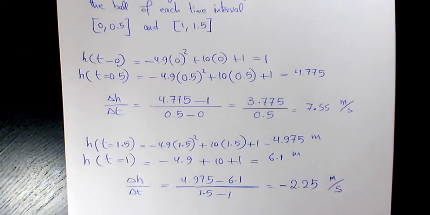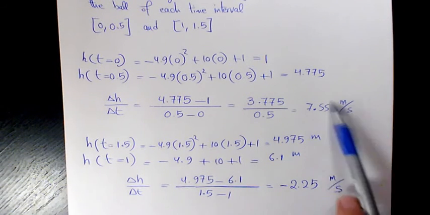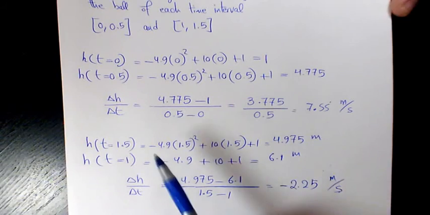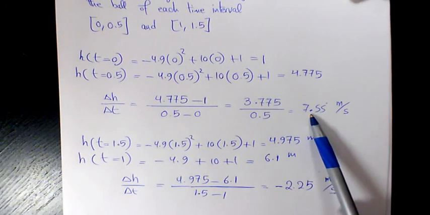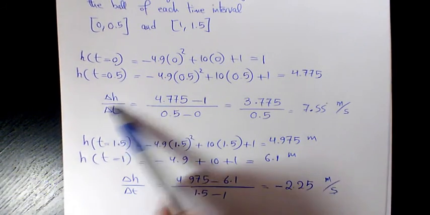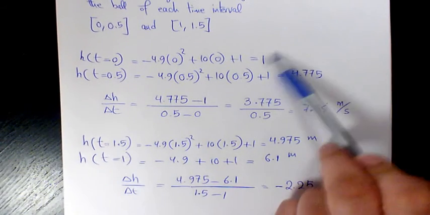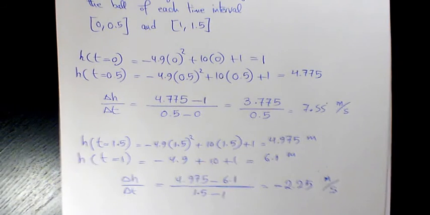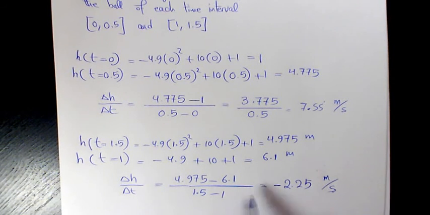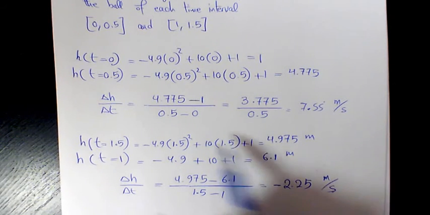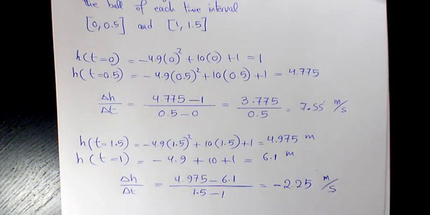So obviously when you compare these two average rates of change, this one is positive, it means that the height is going up with respect to time, and the other time the ball is falling, which means that the average rate of change is negative, which means that the height is going down with respect to time. So that's how we can analyze the value we have for average rate of change.